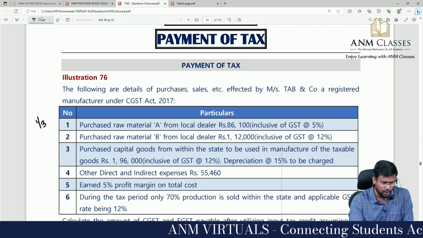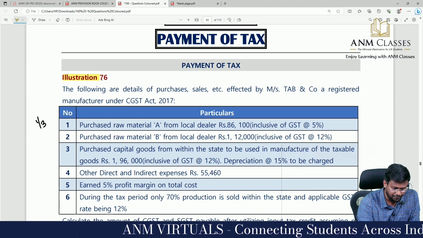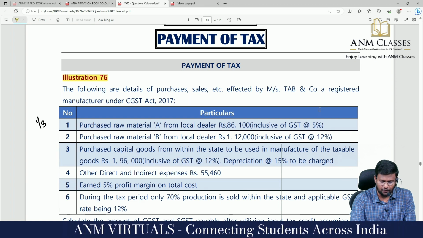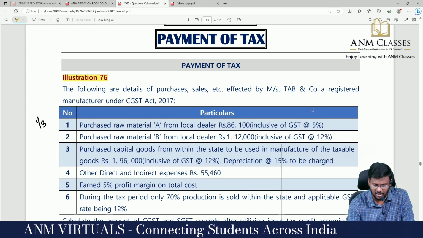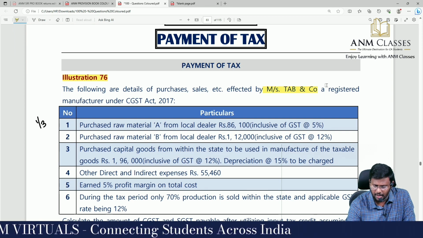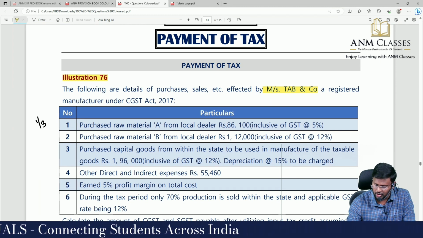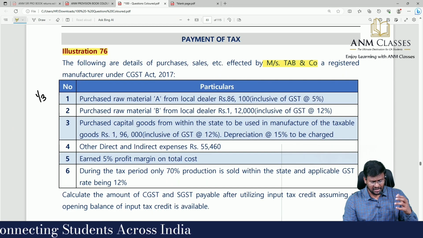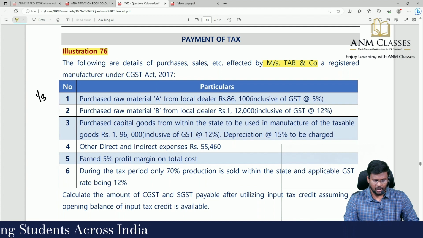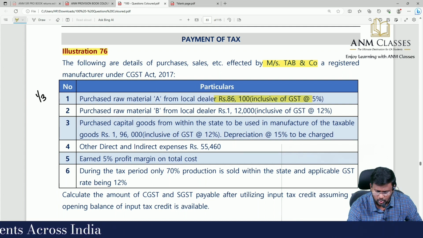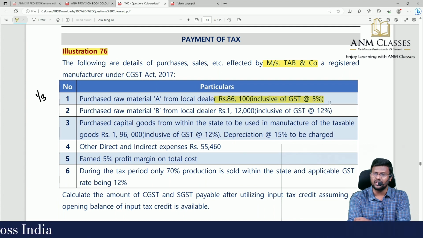I am doing illustration number 76. Following are the details of purchases, sales, etc. effected by Mrs. Tab and Co., a registered manufacturer under the CGST Act. Purchase raw material A from local dealer 86,100 inclusive of GST at 5%.